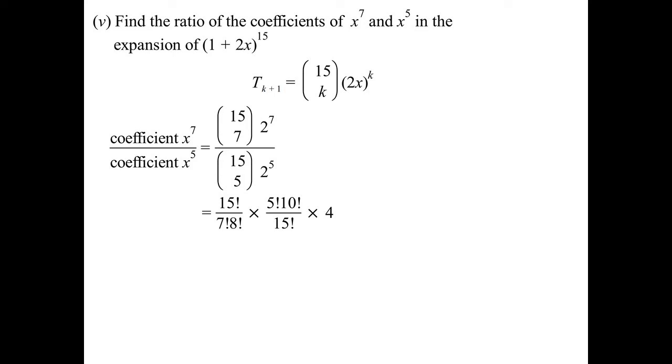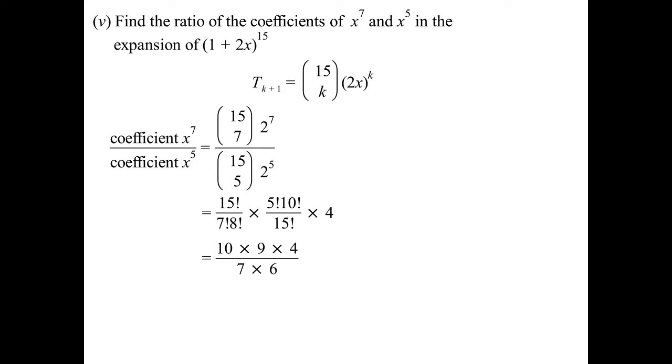Okay, we have some cancelling here. Obviously the 15 factorials will cancel. When I'm cancelling factorials, I basically look at it and say, which one's bigger? So on the top of the fraction, I've got 10 factorial, and on the bottom of the fraction, I have 8 factorial. 10 factorial is bigger, so I know the 8 factorial will cancel into the 10 factorial. 10 factorial will roll out to be 10 times 9 times 8 factorial. The 8 factorial cancels, and I get 10 times 9.